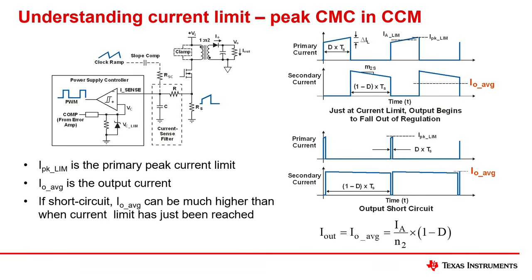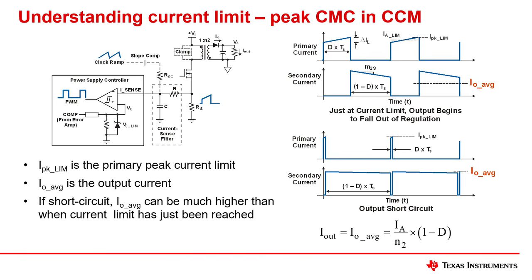In order to understand how the current limit works, we look at the flyback power supply operating with peak current mode control in CCM. As shown in the picture at the left, we see a flyback circuit with slope compensation connected to the current sense node. This is compared with a reference signal coming from the error amplifier after having been divided. This reference signal is also limited to a maximum VC_lim, defining the peak current limit.